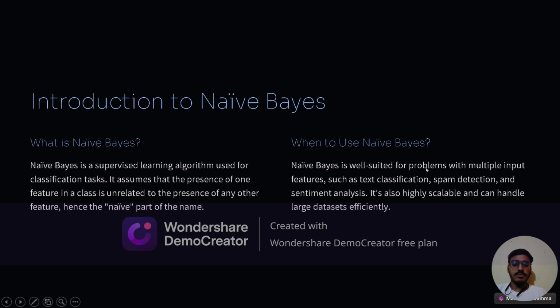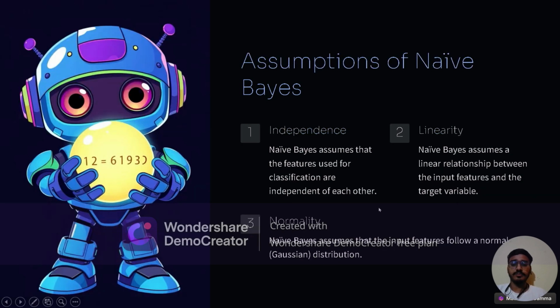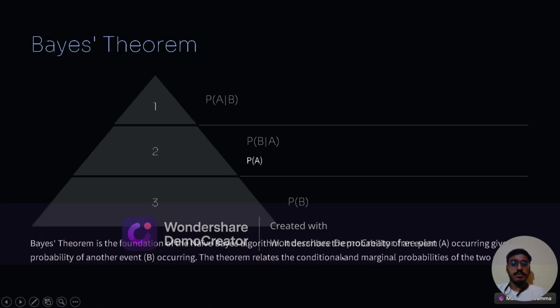Naive Bayes is well suited for problems with multiple input features, such as text classification, spam detection, and sentiment analysis. It is also highly scalable and can handle large databases efficiently. Assumptions of naive Bayes: first is independence, second is linearity, third is normality. Naive Bayes assumes that the input features follow a normal Gaussian distribution.